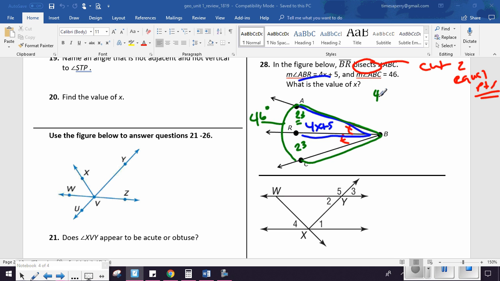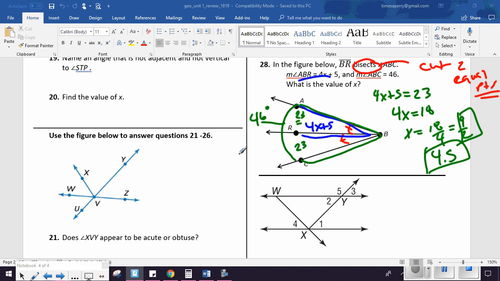Knowing that, I can say 4x plus 5 is equivalent to 23 to solve for x. Subtract 5, and you have 4x equal to 18. Then divide by 4, so x is equal to 18 fourths. Both are even, so that's 9 halves, or about 4.5 if you wanted to change it to a decimal. Again, there's another way you could have attacked that problem. That's just one way.